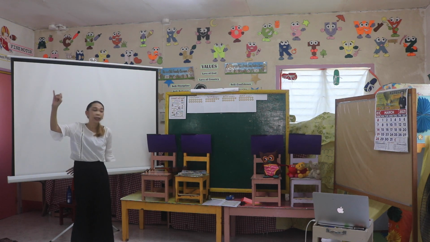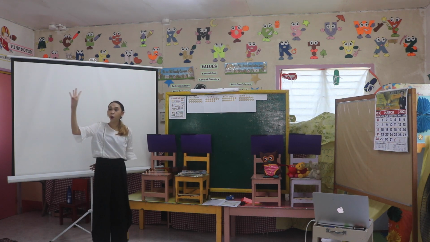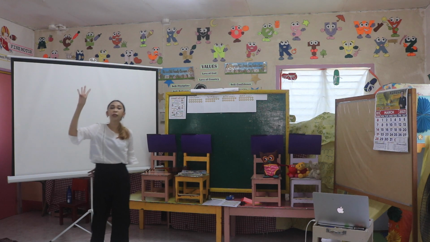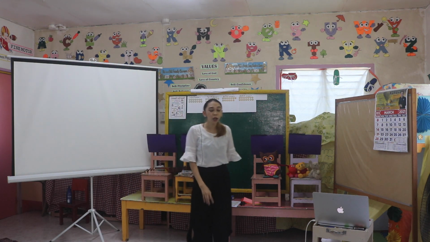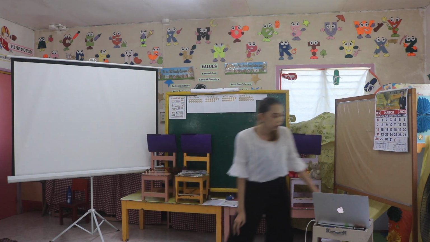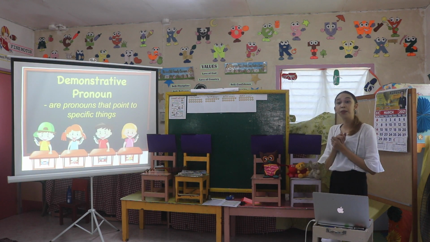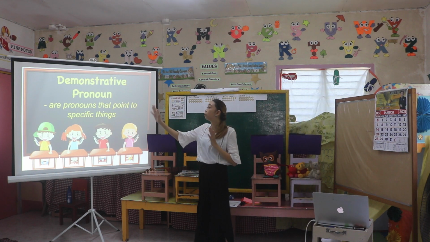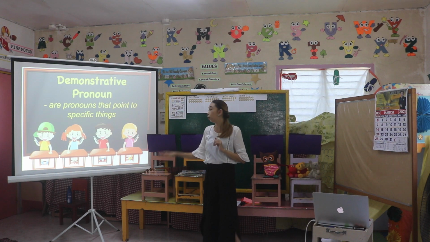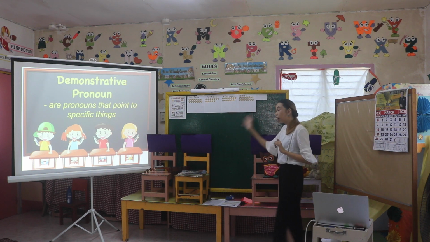Correct. This, these, that, and those. So, what are these 4 words here? Correct. We call them demonstrative pronouns. So what is a demonstrative pronoun? Demonstrative pronouns are pronouns that point to specific things. So we have this, these, that, and those.